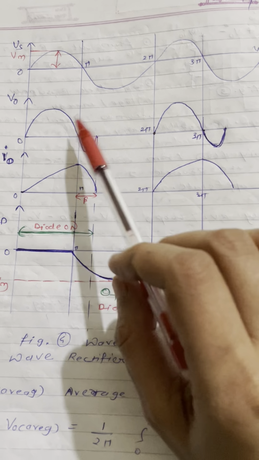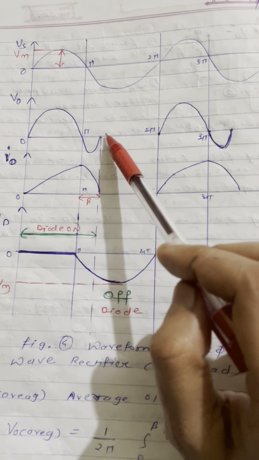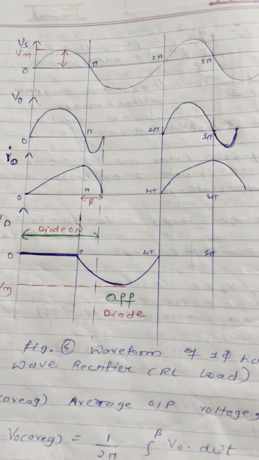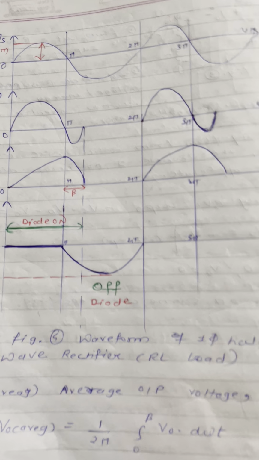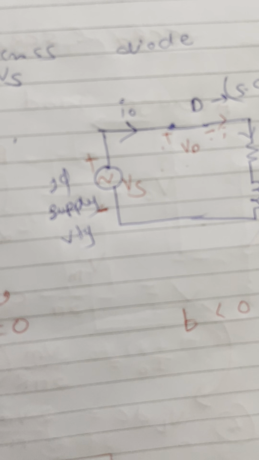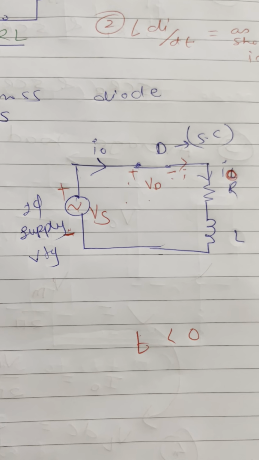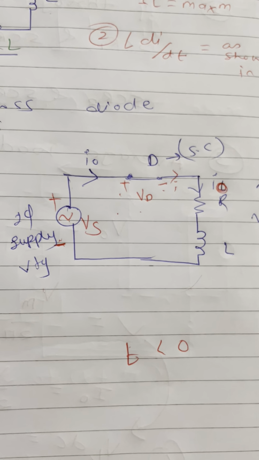Whenever the supply voltage is positive, the diode will be conducting, and energy is stored in the inductor. At the instant t equals 0, that is from omega t equals 0, the current increases slowly.